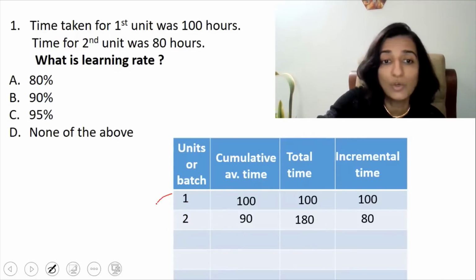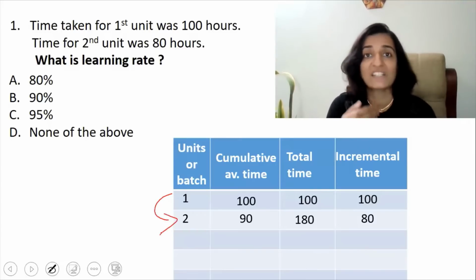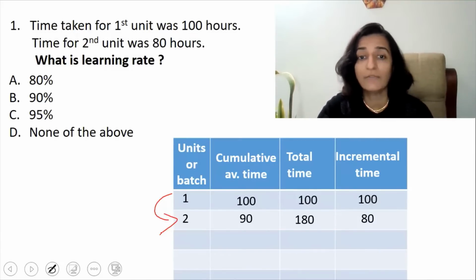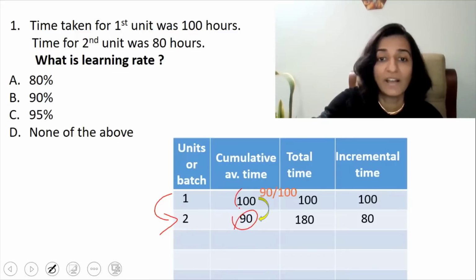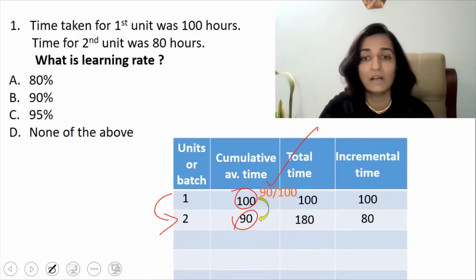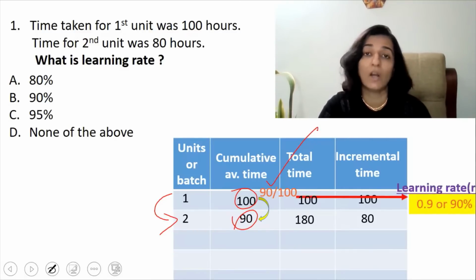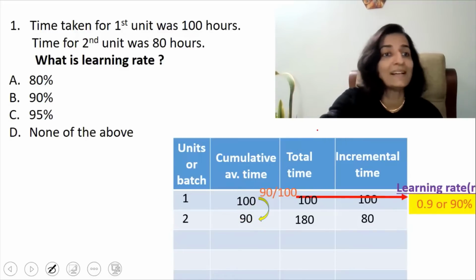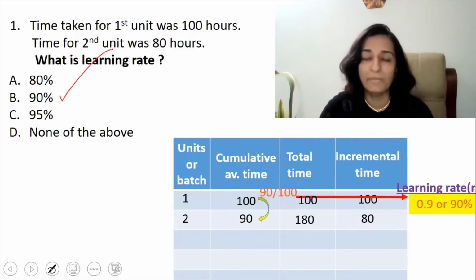which means that when the units jumped from 1 to 2, that is when it doubled, the cumulative average time dropped from 100 to 90 hours, which means that the learning rate is 90 divided by 100. That's what I've written here, or it is 0.9 or 90%. So the right answer is option B.